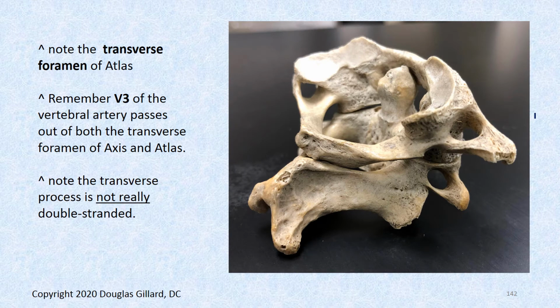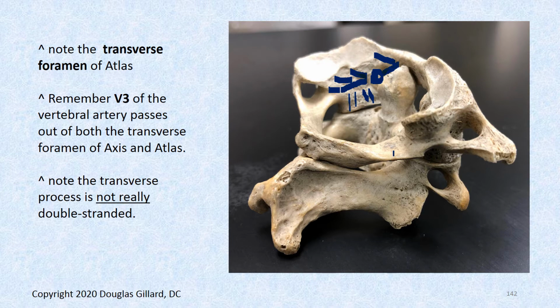Okay, why draw it when we can look at it? So here's the atlas sitting on axis, C1 sitting on C2, there's the anterior arch. There is the lateral mass, which is made up of the superior articular process. Pars would be right about there. So all that is superior articular process. All this, inferior articular process. Colliculus atlantis is right here.